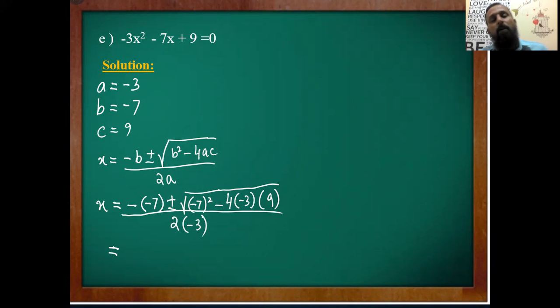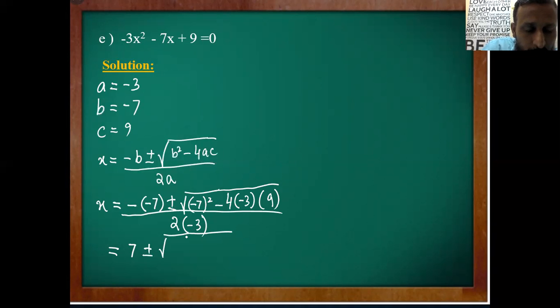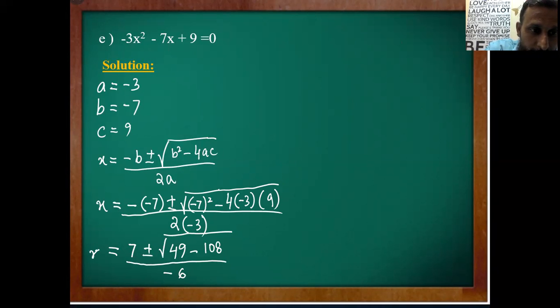So negative and negative 7 makes positive 7 plus minus under root. Negative 7 square makes positive 49. Okay, now minus and minus, negative 4 multiplied by negative 3 makes positive 12. Positive 12 multiplied by 9 is 108. Whole upon 2 threes are 6, so it is negative 6.